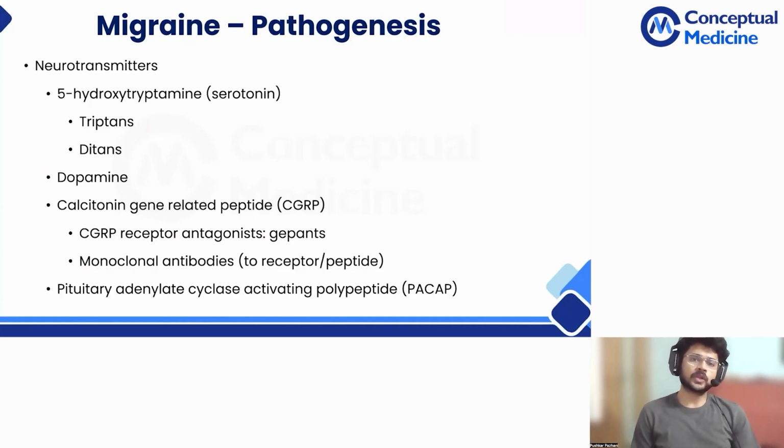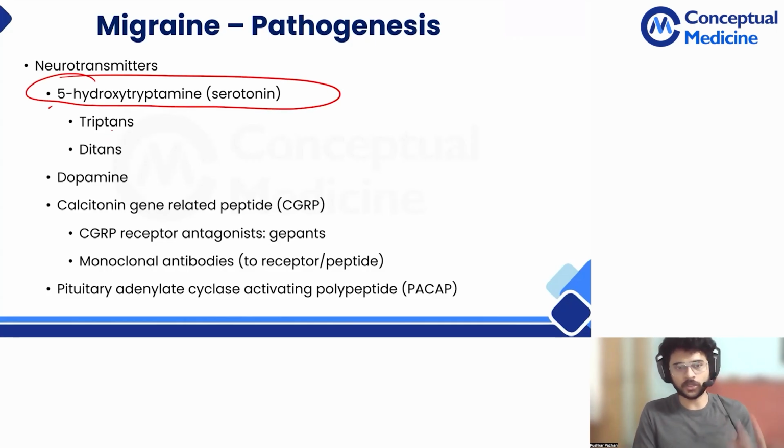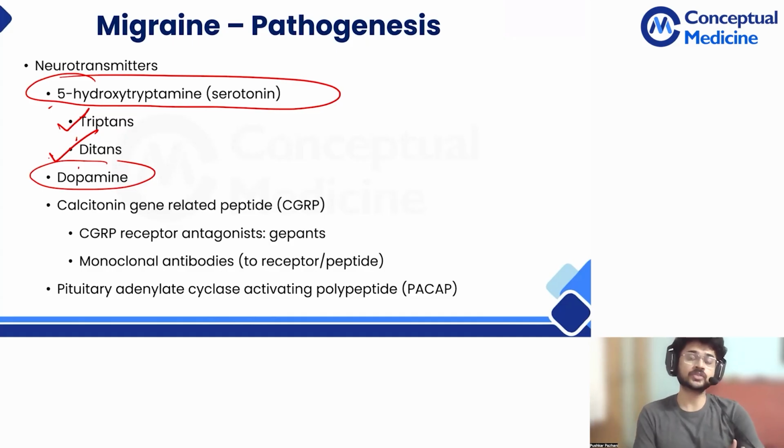What are the important neurotransmitters that are involved in migraine? This is important to understand because most of our medications that we use as either acute or prophylactic agents act on these neurotransmitters. Your most important one is 5-hydroxytryptamine, that is serotonin. Important molecules that act on this particular receptor are your triptans as well as your ditans. Next, you have dopamine. Very commonly we use dopamine antagonists like domperidone or metoclopramide in the acute treatment of migraine.